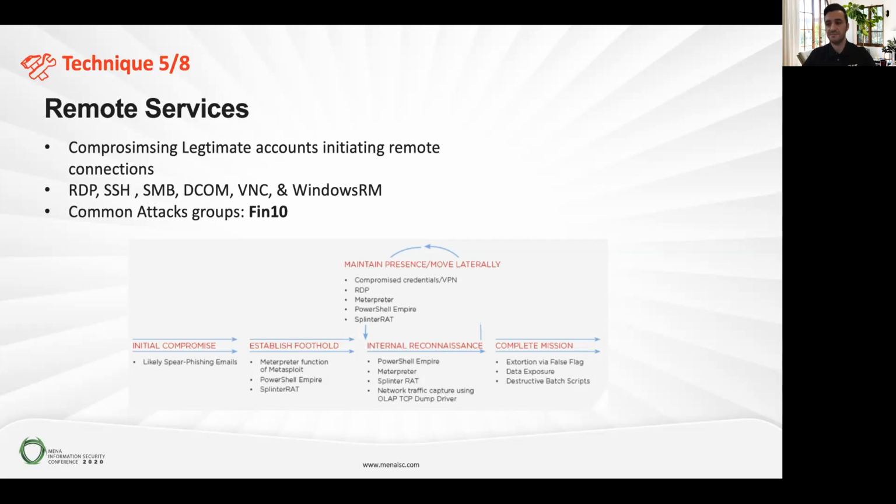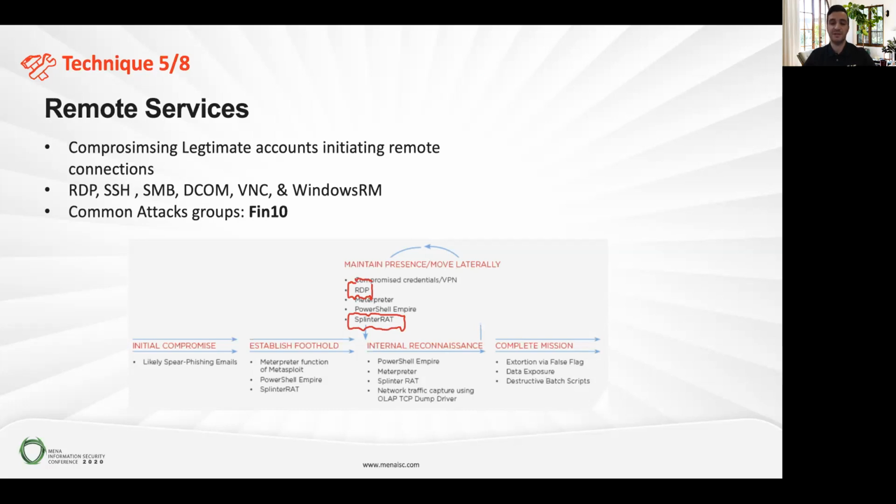So FIN10 is a financially motivated threat group. This threat group has targeted many organizations since 2013. This group uses stolen data exfiltrated from victims to extort organizations. So this is, as you can see here, the FIN10 attack lifecycle. We can see the lateral movement part of it.